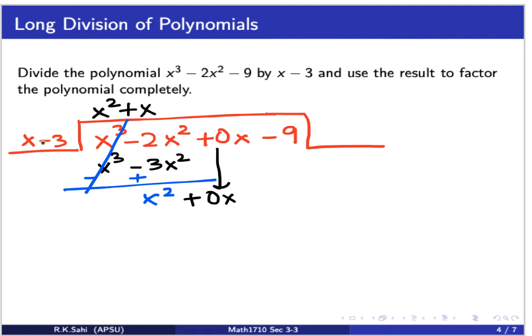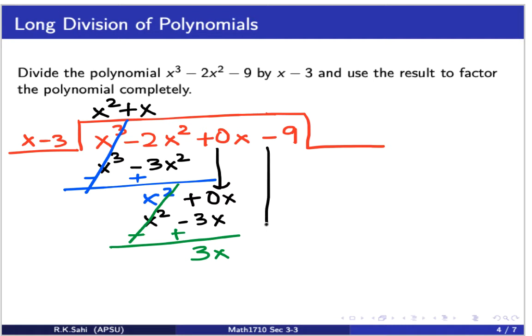Now x multiplied by x is giving me x squared. x times minus 3 is minus 3x. And now we're going to change the signs as we have been normally doing. Minus and a positive, and the x squared with the minus x squared cancels out. A positive 3x and a positive 0x is simply 3x. And the last term left is a negative 9. We bring that term down, minus 9.